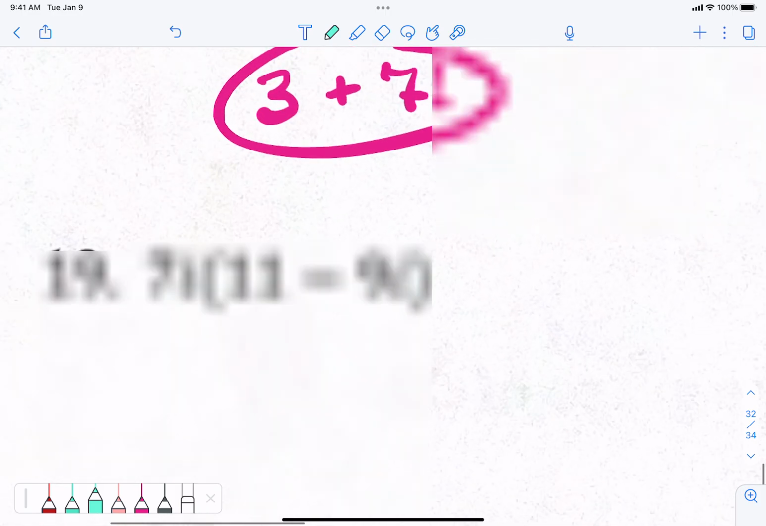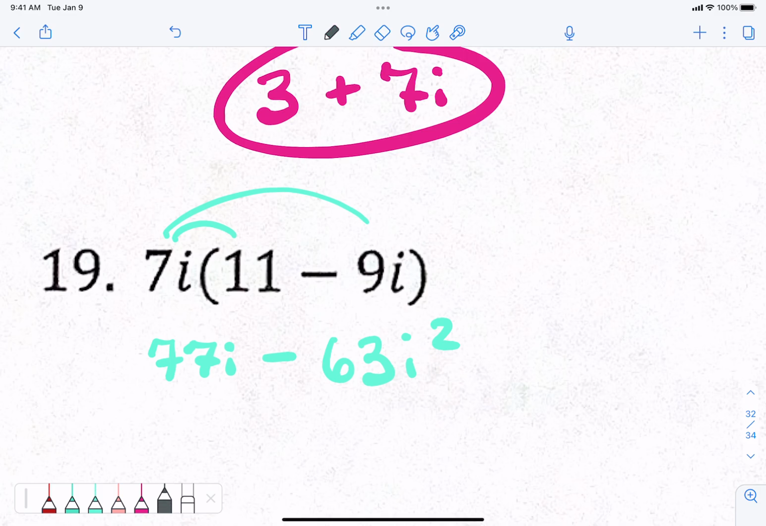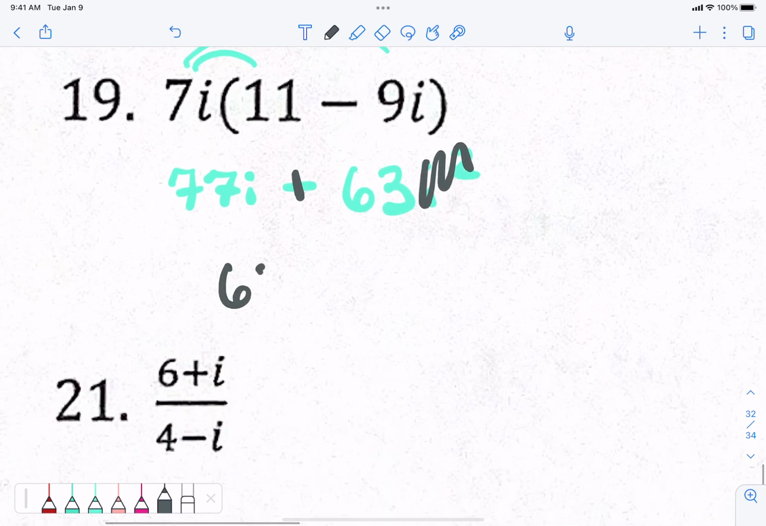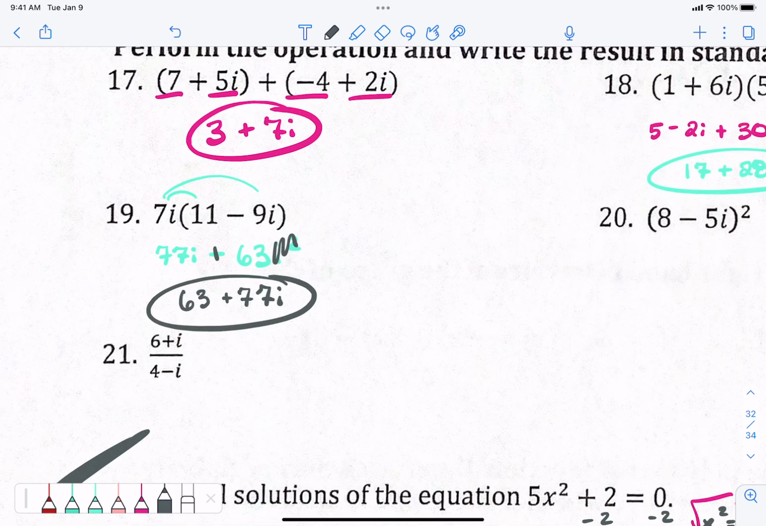Okay, what about this one? What do you do here? You just distribute, right? Like foil, but kind of. So, 77i minus 63i squared, but i squared is negative 1, which makes this positive 63. And if you want to make me really super happy, you'll put the 63 first, right? So that it's in standard form. It's not wrong if you don't, but it's better form if you do.